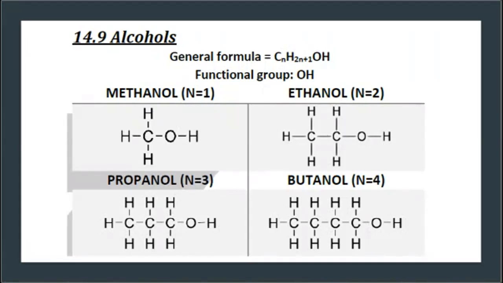So if we have one carbon, we can have methanol, right? That is CH3OH. If we have two carbons, we can have ethanol, which is C2H5OH. If we have three carbons, we can have propanol, which is C3H7OH. If we have four carbons, we can have butanol, C4H9OH, and so on.